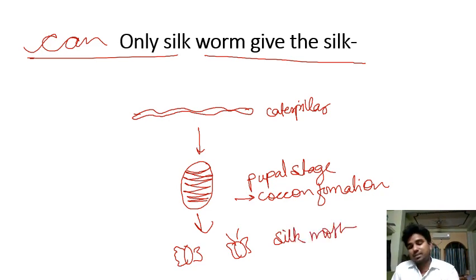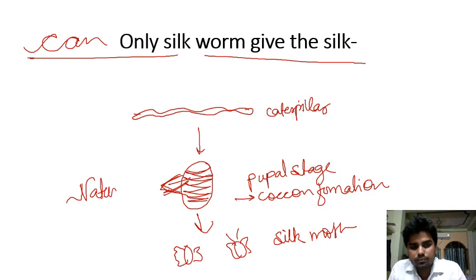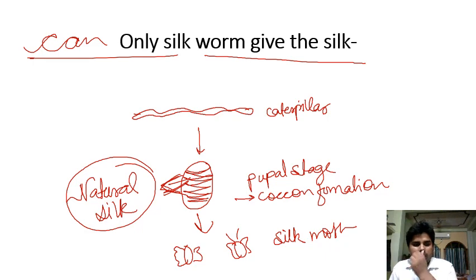Yes student, you are very correct that not only the silkworm or silk moth gives the silk, but we can obtain silk from other sources also. Okay, so first of all, if we obtain the silk from this pupal stage, it will be called natural silk. Why is it called natural silk, students? Because it is basically obtained from the cocoon.